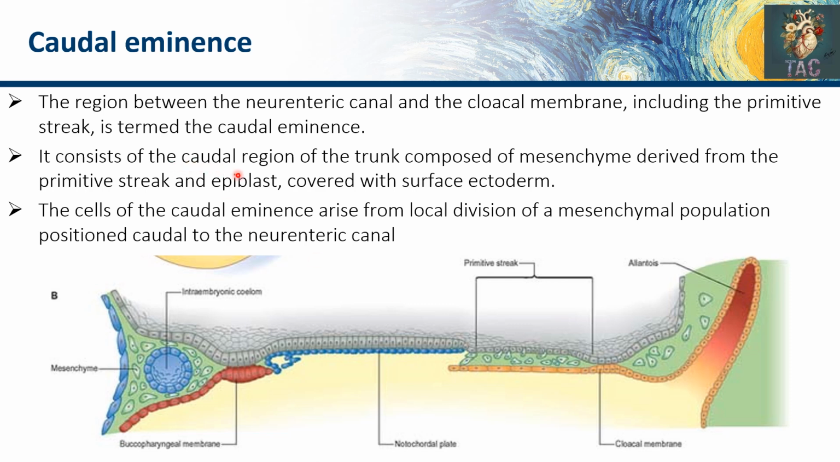It consists of the caudal region of the trunk composed of mesenchyme derived from the primitive streak. So this is the mesenchyme which is derived from the primitive streak, and the epiblast covered with the surface ectoderm. This was initially the primitive streak, which will later form the surface ectoderm. Cells of the caudal eminence arise from localized division of the mesenchymal population positioned caudal to the neuroenteric canal. So this area is the caudal eminence, from the neuroenteric canal to the cloacal membrane.